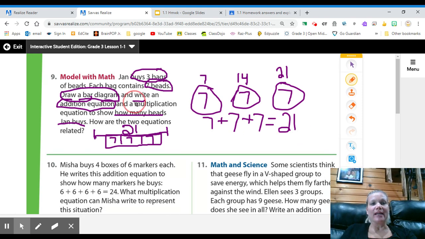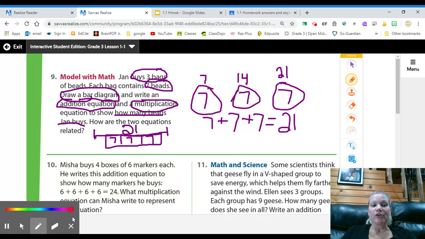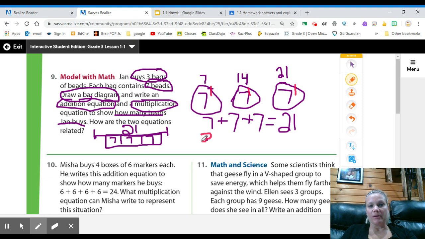Then it says to write a multiplication equation. Stop, solve that. If you remember, the first number in the multiplication equation is how many groups. So I see 1, 2, 3 groups. So that's the first number in my multiplication equation. 3 groups of, how many are in each group? 7. And we already figured out that 3 groups of 7 equals 21.